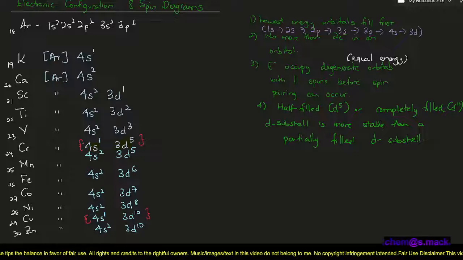Right, so these are the electronic configurations for the first 10 elements of the transition metal series, and you're expected to know the atomic number for each element, their name, and how to write their electronic configuration.